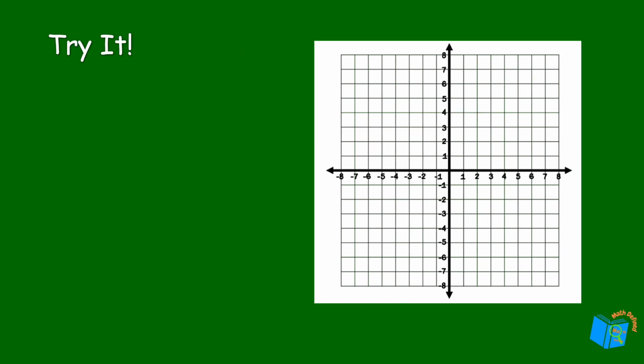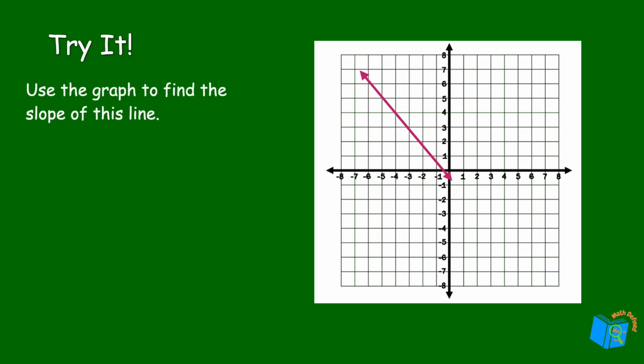Now it's time to grab a pencil and some graph paper. Use the graph to find the slope of this line. Remember, to find the slope, you need to find the rise and the run between these 2 points on the line. Pause this video and come back to check your answer. Okay, let's check it out.